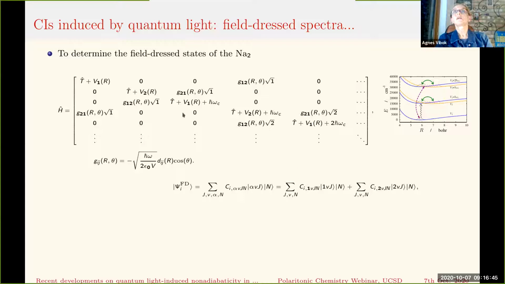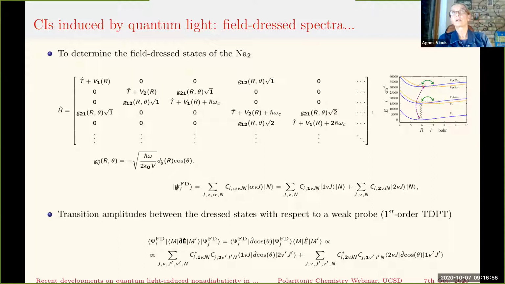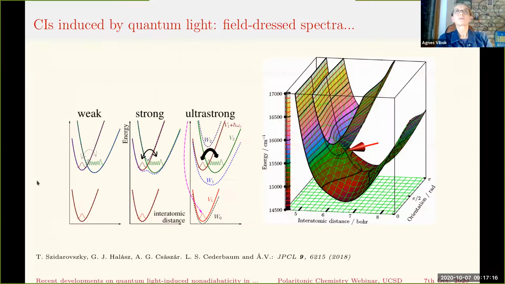So solving this matrix eigenvalue-eigenvector problem, we could define the field-dressed states. And by using the field-dressed states, we could calculate the field-dressed spectra. We assume a weak probe pulse. Therefore, we could use first-order time-dependent perturbation theory to calculate the transition amplitude. And then from the transition amplitude, we could calculate the intensity, the spectral line intensity. And then you see here the situation.